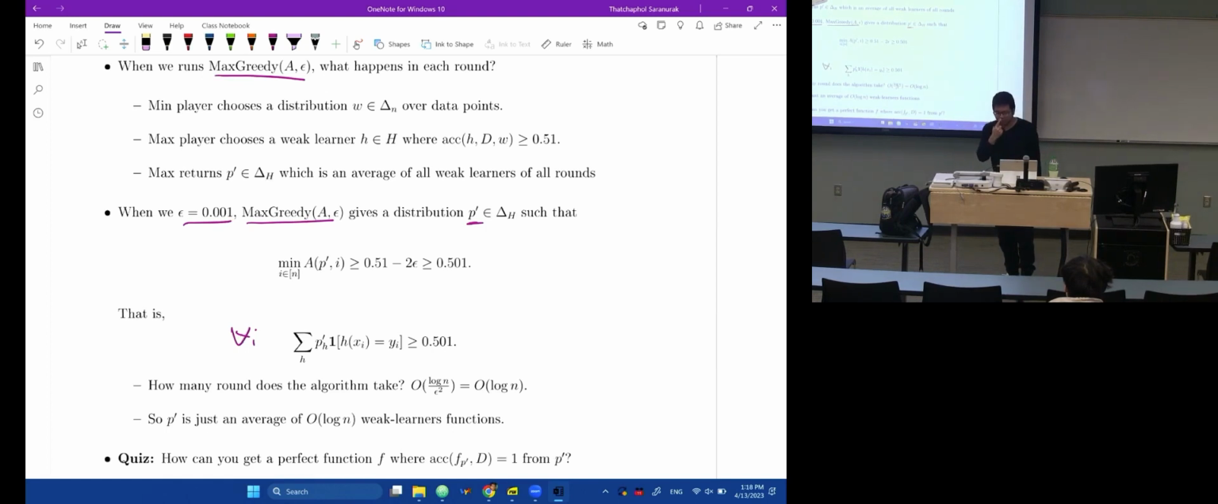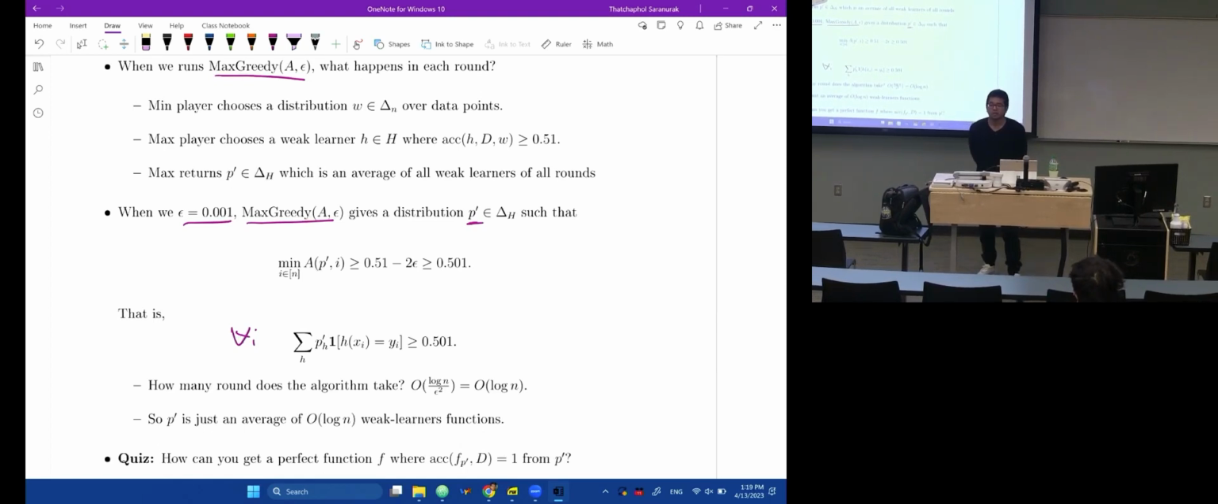Okay, now you have log n weak learners, and now for each data point, more than half of these weak learners will predict this one correctly. Now what do you do? What is the last step you want to do to get another function that is perfect on every point? Yeah. Just go with the majority.